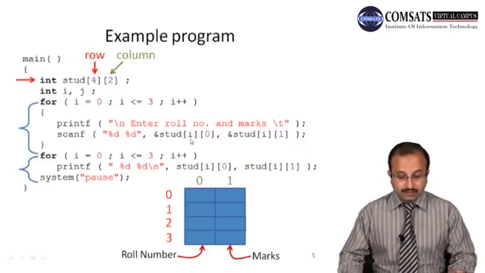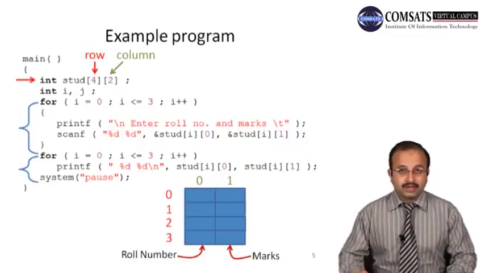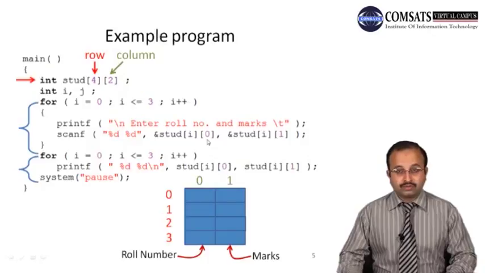Here you can see that the column value is fixed, that is 0 and 1, because we have 2 columns. So in the 0th column you have to store the roll number value. So the message you are going to display is enter roll number and marks. So first the user enters the roll number and then he enters the marks, right? So this column is for the roll number, the 0th column is for the roll number, and the 1st column is for the marks, and the value of i is changing.